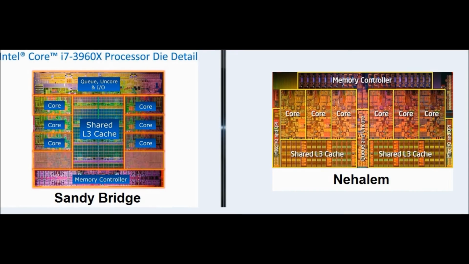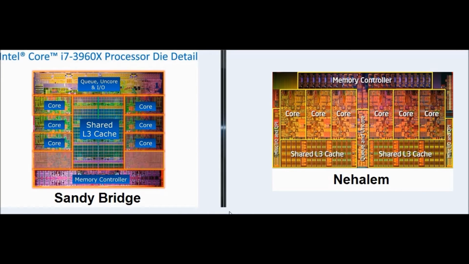A CPU architecture refers to how Intel arranges all the different components on the actual CPU and how they work together. What you see here on the right hand side is a Nehalem CPU, while this image here on the left hand side is a 6-core Sandy Bridge CPU. And you can see straight away that the two architectures are quite different from each other, even though they have the same number of cores.